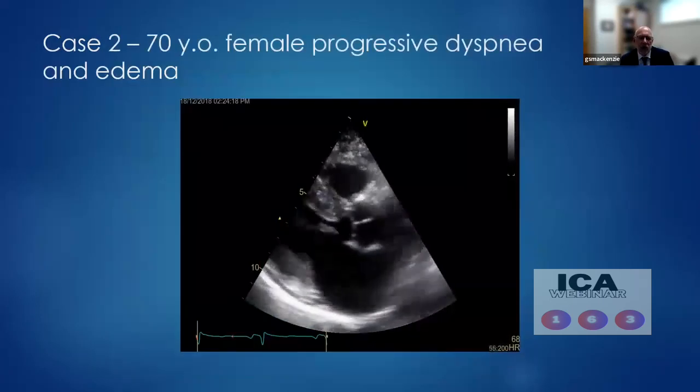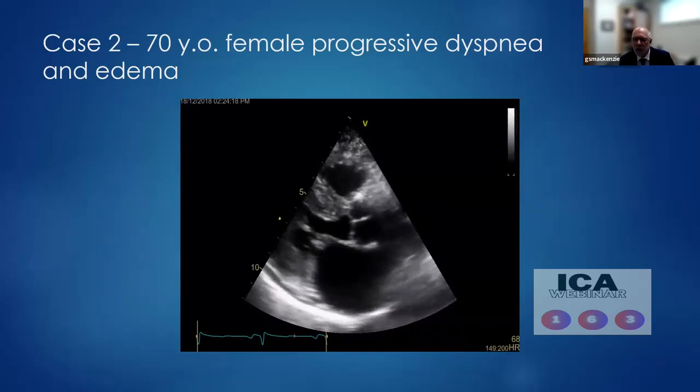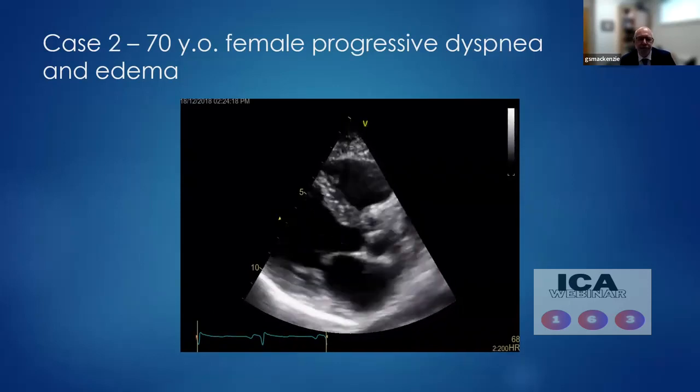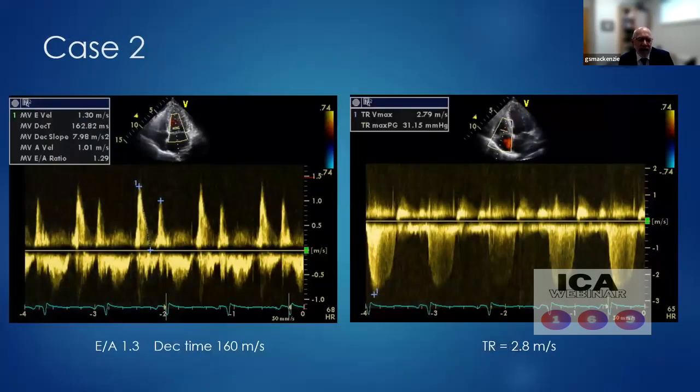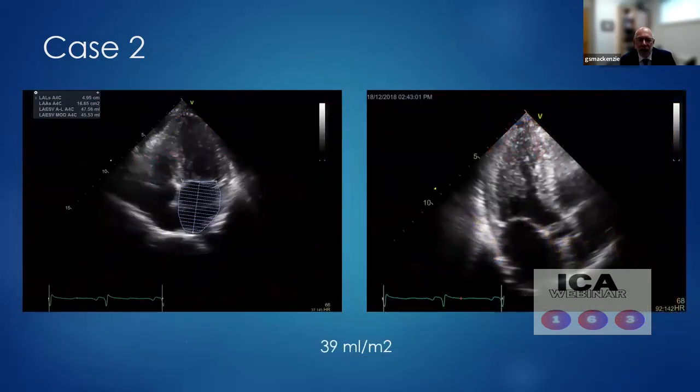This is a 70-year-old female who had progressive dyspnea and edema. This is a parasternal long axis view that I think you'll agree the patient's left atrium looks enlarged. Systolic function is normal, but the walls are thick. E to A ratio was 1.3. Her TR velocity was 2.8 meters per second. The E to E prime in this particular case was 20. And the LA volume index was 39.